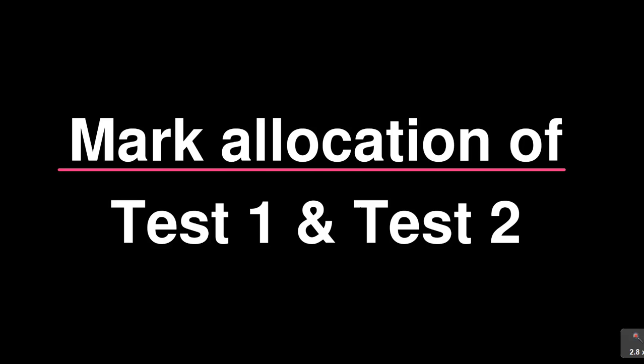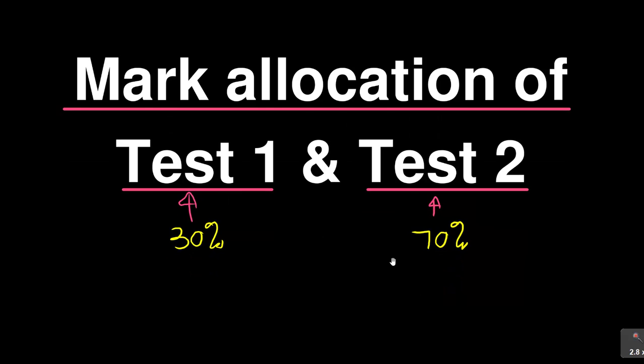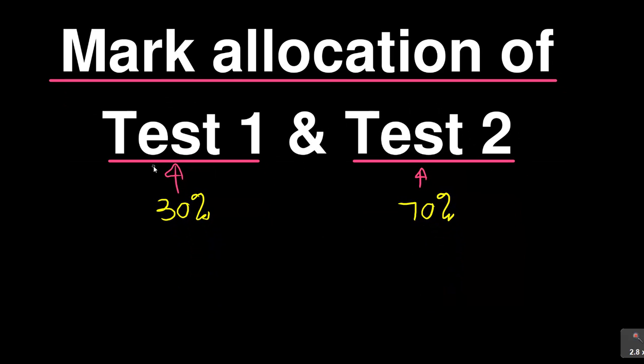As I said, you have got two tests. Test 1, let me just start by saying this, contributes 30% of your mark. So even if it is out of 100, it will contribute 30%. I will shortly show you the calculations. What about when you're writing your test 2? Your test 2 contributes 70%. Remember, these are percentages.